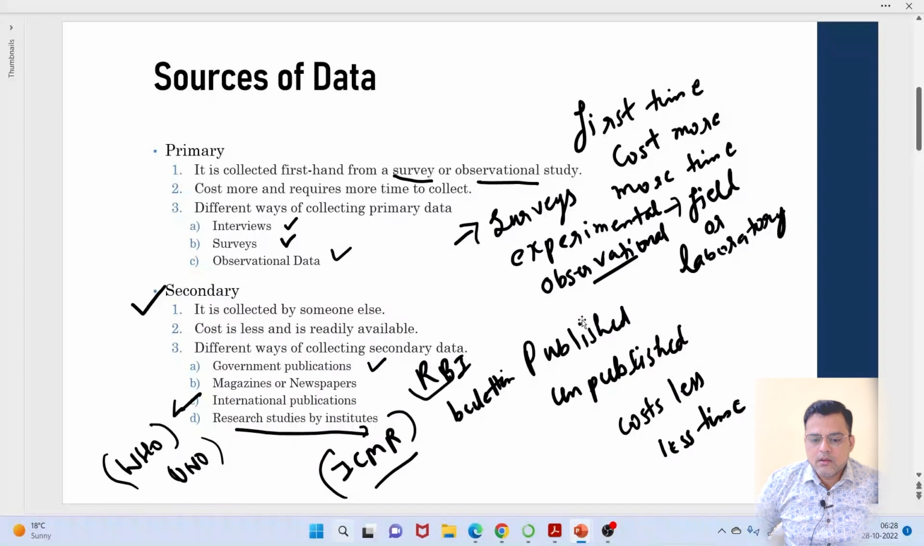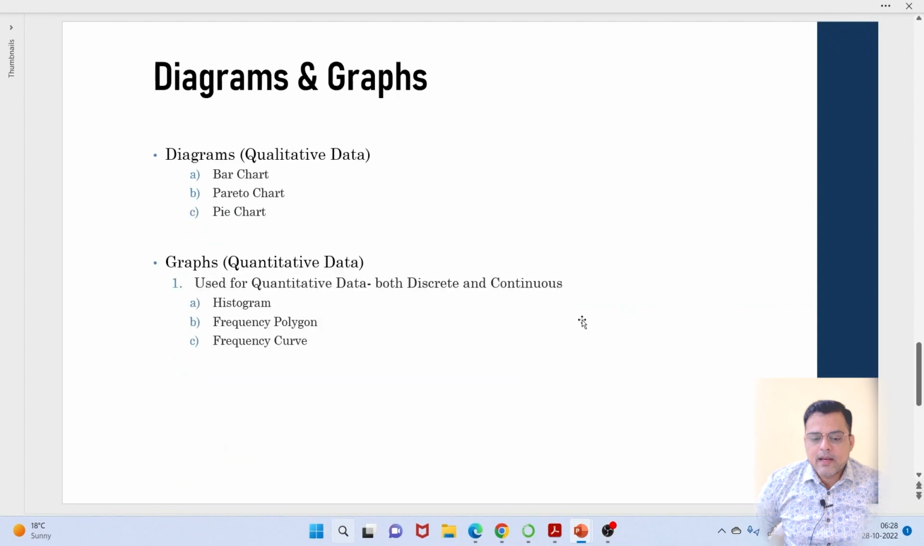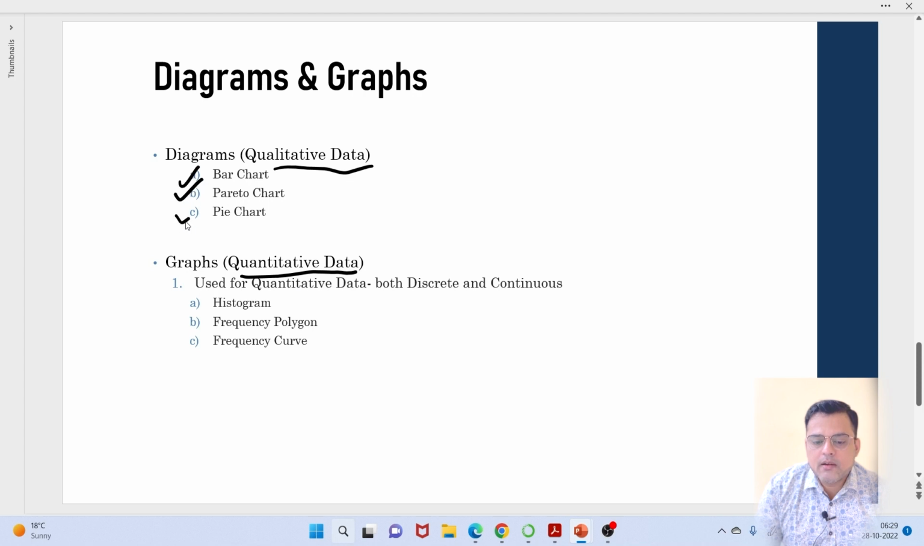And the last topic for today's session is that we'll be talking about some of the diagrams and graphs which we use to represent qualitative data and quantitative data. When we talk about qualitative data, which is basically categorical data, we talk about the bar chart, Pareto chart, and pie chart. And in quantitative data, we will be discussing the histogram. There are some others as well, like the frequency polygon and frequency curve.